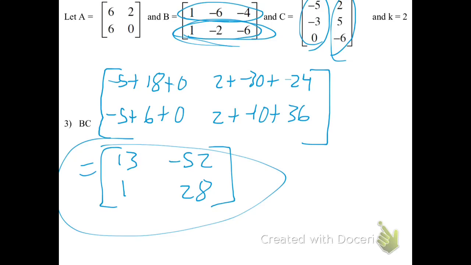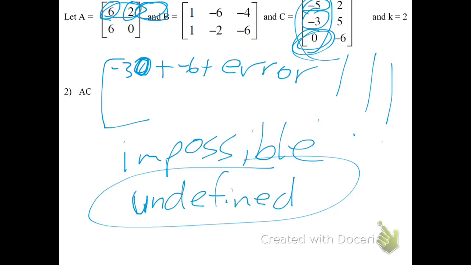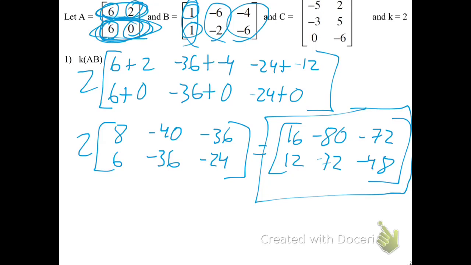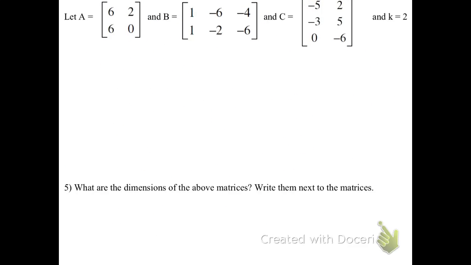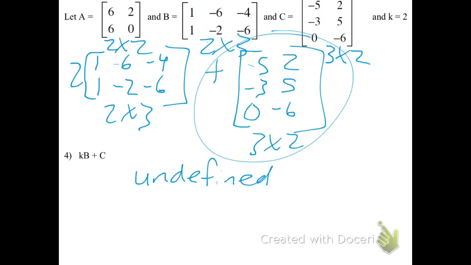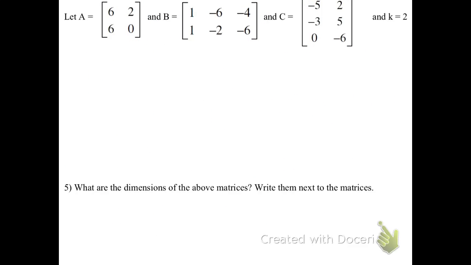Jumping over to B times C, that's a 2 by 2. That's a 2 by 2, by the way, as well, even though it has like all the add and subtract stuff. AC, not possible, so we don't have to worry about that. K times AB gives us a 2 row by 3 column matrix. And I think those are all the matrices we've had for the whole assignment. And there we go. That is all the way to the end.